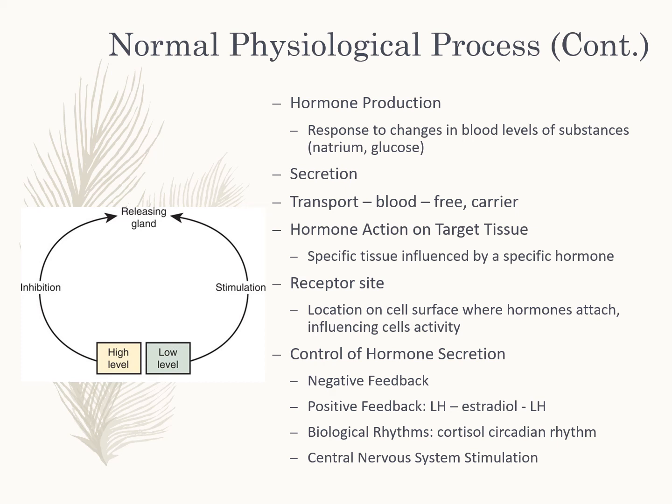And last but not least is the central nervous system stimulation. Another type of control mechanism for the secretions is through this. For example, when an individual experiences a stressful situation, the sympathetic division of the autonomic nervous system is activated, triggering the release of epinephrine from the adrenal medulla, which is the fight or flight response. And when the perceived stress is resolved, the adrenal medulla reduces the release of epinephrine.